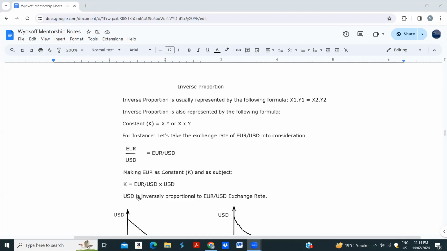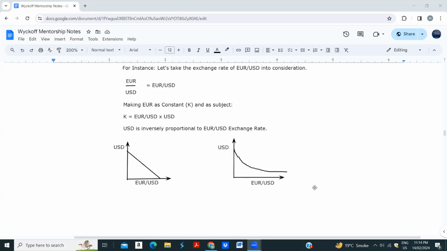Now we can say that this formula exactly fits this formula. So we can say that USD is inversely proportional to the exchange rate. This means that USD here is the quote currency. So this has been proved that the quote currency is inversely proportional to the exchange rate. When the value of the quote currency increases, the value of the exchange rate will decrease. And when the value of the quote currency decreases, the value of the exchange rate will increase.